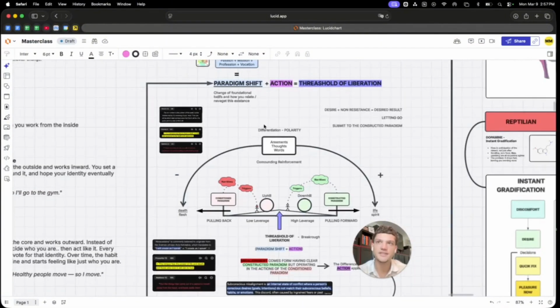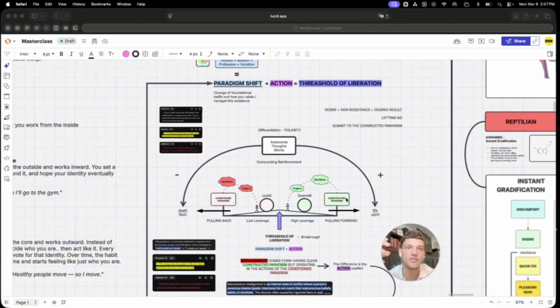So before we get into this diagram, I want to explain to you what this is. Here on the left, we have the negative. We have death. We have flesh. This is basically where the conditioned paradigm is pulling you to. It's pulling you back, right? On the right, we have the constructed paradigm. This is feeding positivity. This is feeding life. This is feeding spirit. It's pulling you forward, right?